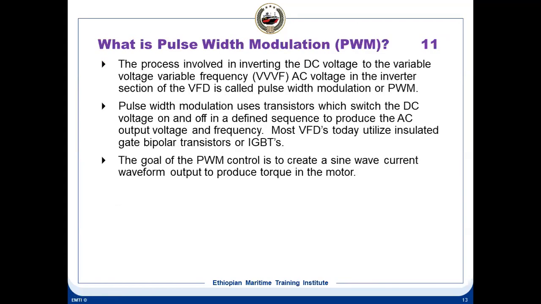So when you explain this voltage source inverter, you must mention what pulse width modulation is, because it is important to explain how you are varying the voltage and frequency. This is by pulse width modulation. The process involved in inverting a DC voltage into a variable voltage, variable frequency output is known as pulse width modulation. Pulse width modulation uses transistors which switch the DC voltage on and off in a defined sequence to produce an AC output voltage and frequency. Most of the VFDs use IGBTs today.